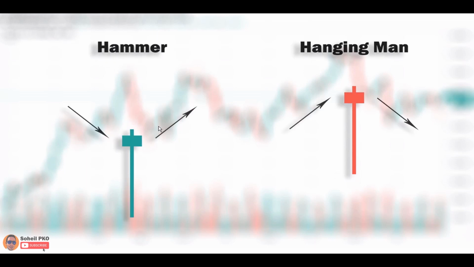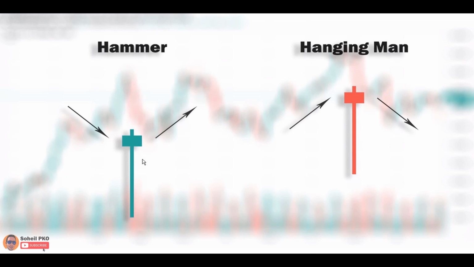Hammer. Here in this candle, we have small body, small upper shadow, and long lower shadow. The small body shows that neither the buyers nor the sellers had the control between open and close, so the color of the body doesn't matter because of the little movement here. And the long lower shadow shows that at first sellers had the control, but finally the strong buyers drove the price up somewhere near the open.